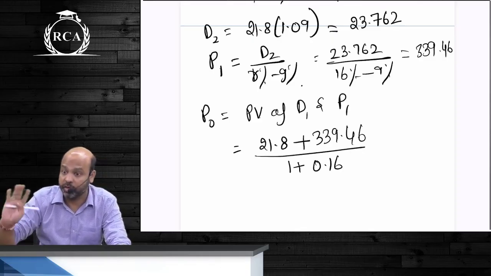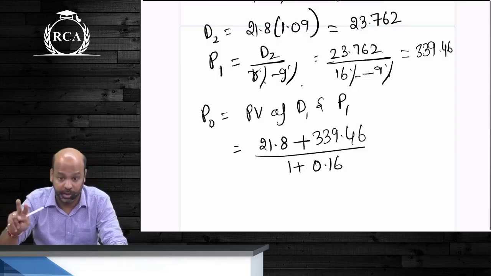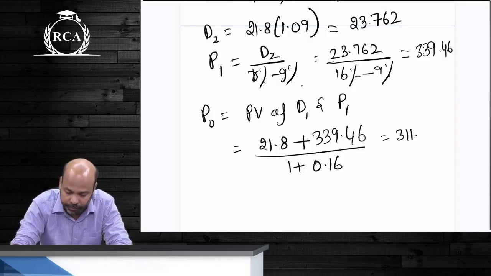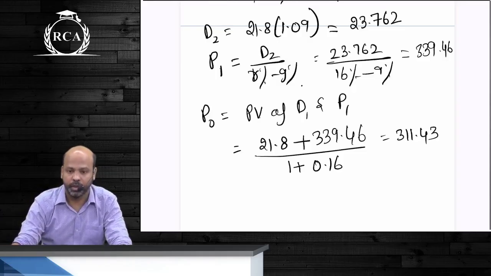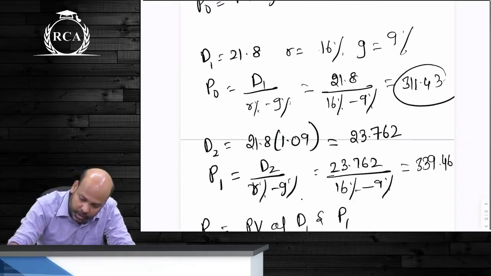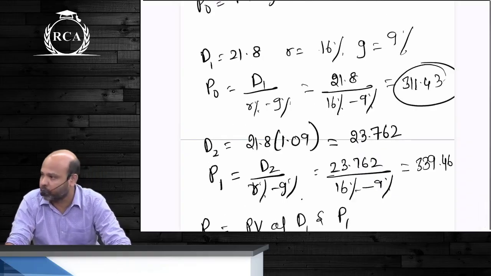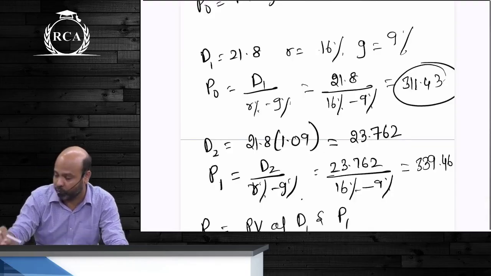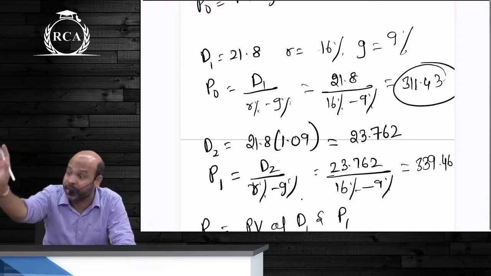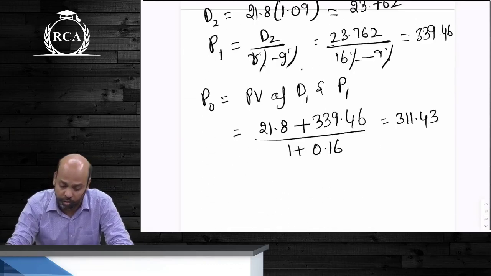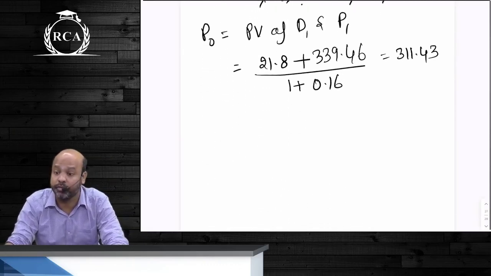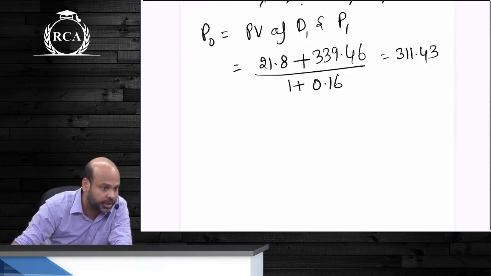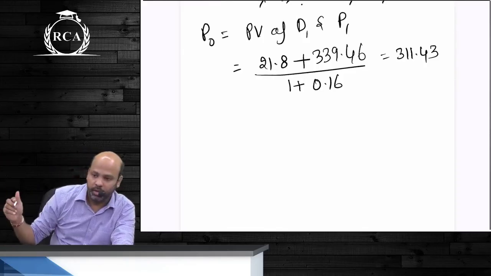Just 1 year. This is not perpetuity or anything. These are both the items that are coming at the end of first year. How much will you get? This is what we directly got P naught as 311.43. I'm just trying to prove the relation, guys. Whether you directly write P naught is equal to D1 by K minus G, R minus G, or whether you write P naught as present value of D1 and P1, the answer is not going to change. You all understood this? Yes or no?